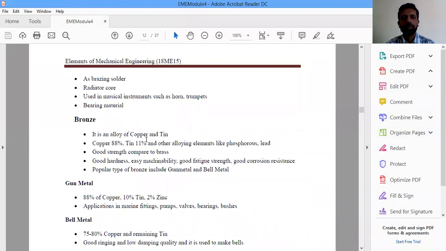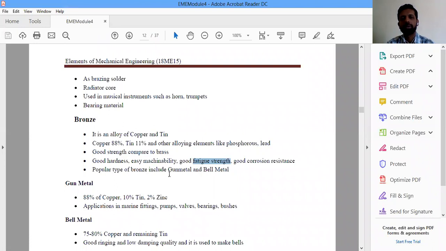Okay, then there is bronze metal. Bronze majorly consists of copper and tin. 88% copper and 11% tin, we'll get a bronze material. In a few cases, some other constituents like phosphorus and lead can be added. It is going to have good strength compared to brass, easily machinable, and the fatigue strength is going to be good, right?